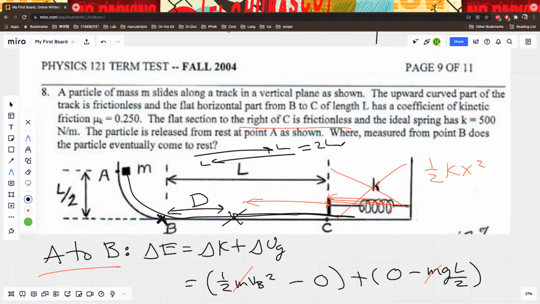That's only because the mu k was equal to exactly 1/4. If mu k was greater, then it would stop before B. And if mu k was smaller, it would keep going up to A. But because mu k was exactly 1/4, and this height was exactly L/2, this mass just goes here, and then it comes back exactly at B.